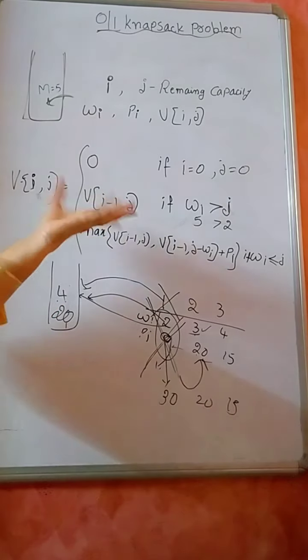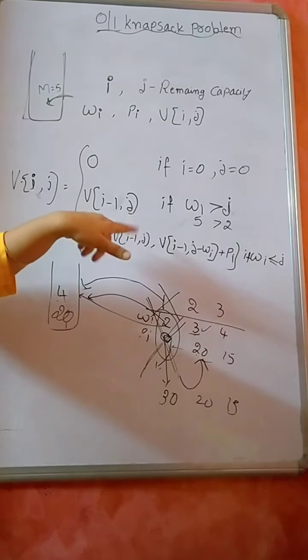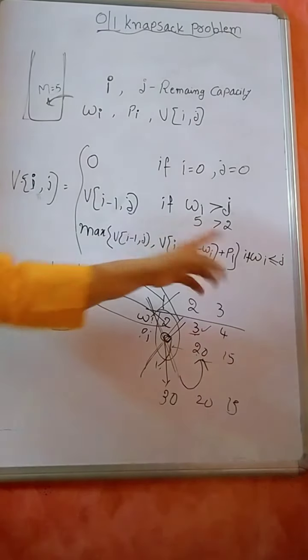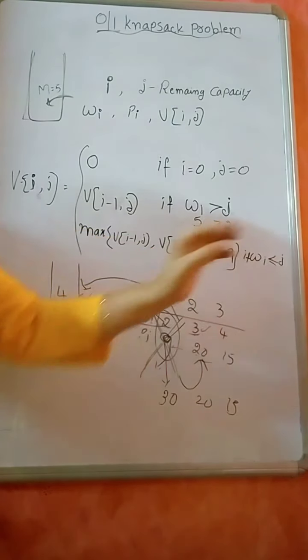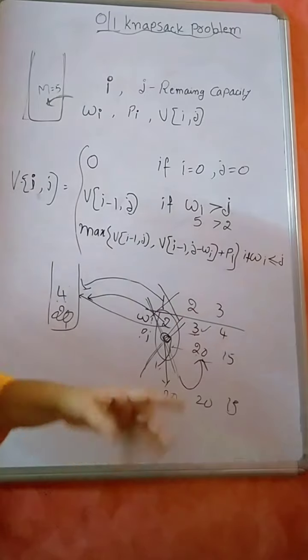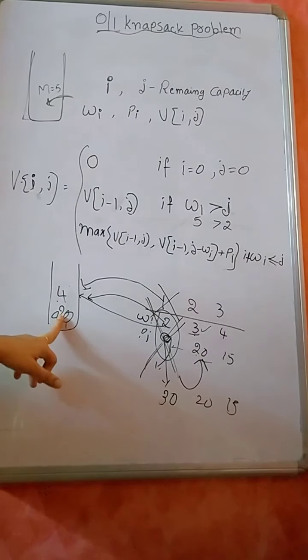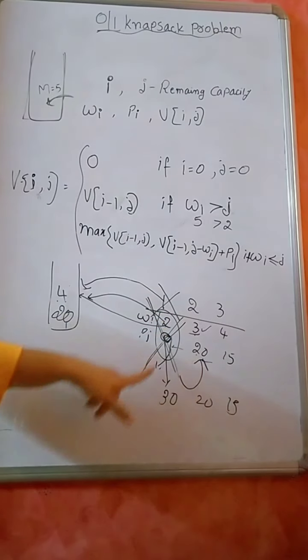But anyhow, I am not selecting that object. So, remaining capacity will be as it is. Then, if the weight of your ith object is less than or equal to the remaining capacity, then there are two options. One option, I may select the object or I may reject the object.